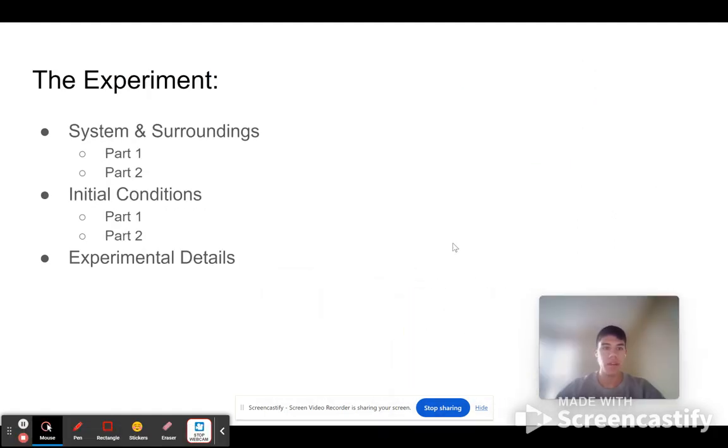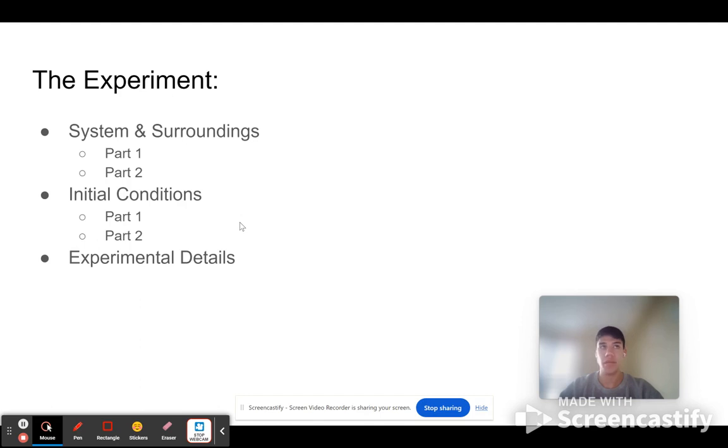So the experiment: the system in part one was the star, and the surroundings were the black hole. And in part two, the system was the ship and the surroundings were the black hole and the planet. The initial conditions for part one were that the star had a given trajectory given by our email, and the initial conditions in part two were that the ship had an initial trajectory that we had to determine.